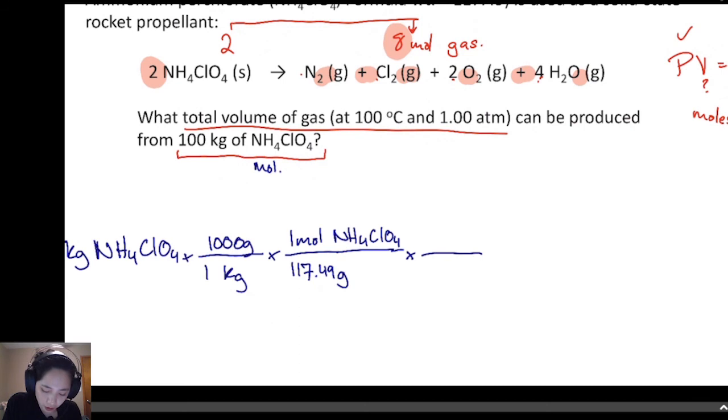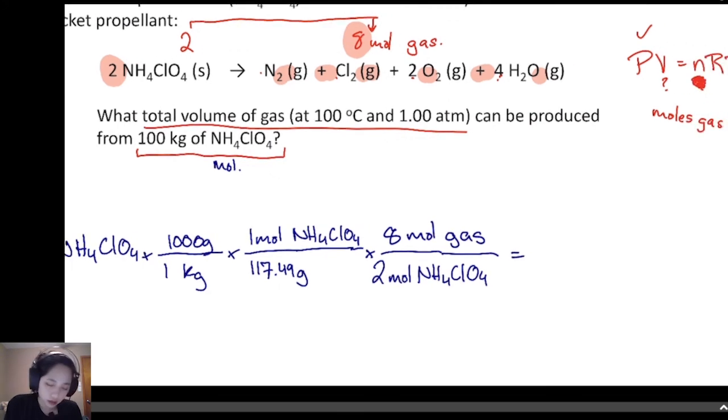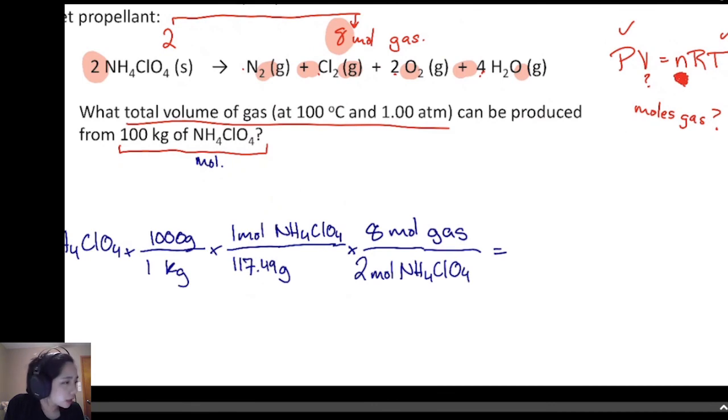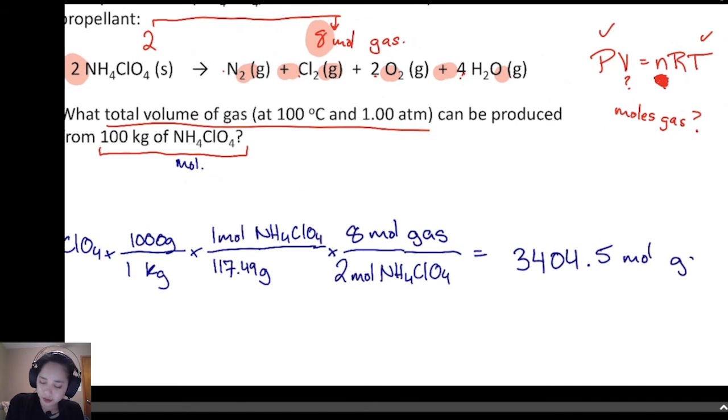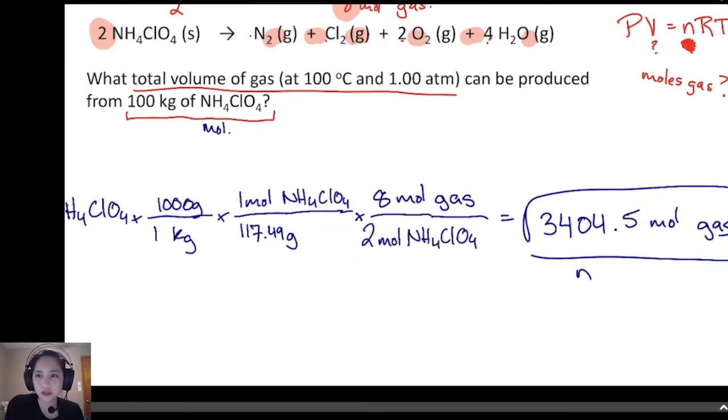So the conversion I'm going to use is, nope, not 1, 2. 2 moles of NH4ClO4 is equal to 8 moles of gas. All right, and so if you do that, you make 3,404.5 moles of gas. Great. So this is our n component in our ideal gas equation. Yay. So now we can use that.